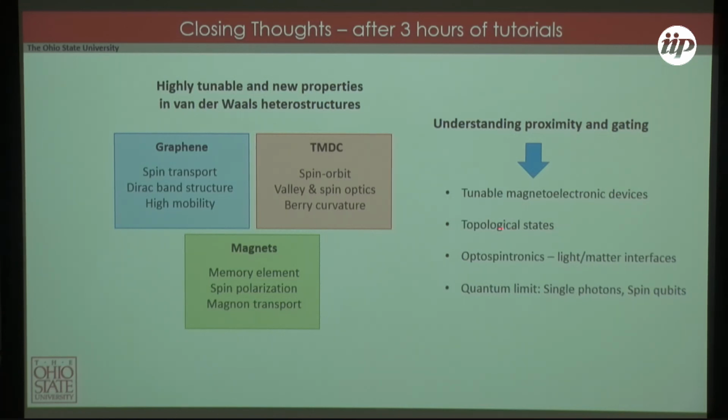There's topological states in various ways. There's TMDCs that are topological. Graphene itself is inherently topological. If you put enough spin orbit and exchange, you should get all sorts of states. There's also optospintronics, which I think is an emerging direction. There's been a lot of optical work in TMDs, also interfacing with magnets and graphene. And this is a nice light-matter interface, so converting between photons and electrons. Finally, if you go to the quantum limit, point defects even, you can really start looking at single photon emission and even spin qubits.